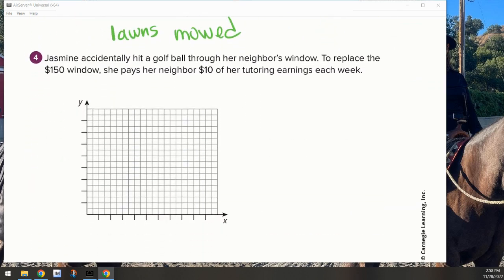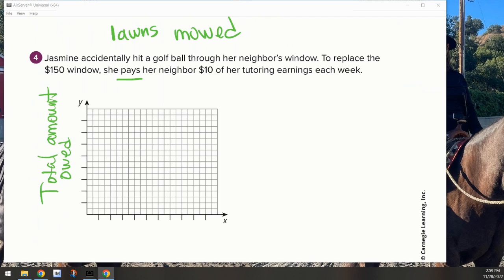Jasmine accidentally hit a golf ball through a neighbor's window. To replace the $150 window, she pays her neighbor $10 of her tutoring earnings each week. Okay, pays. That means she's giving away money. Okay? She has to pay for it. Okay? So, total amount owed.